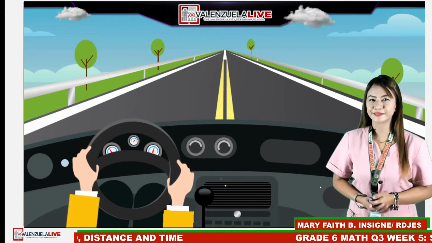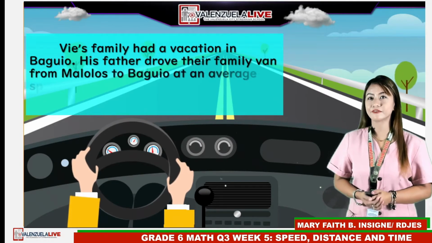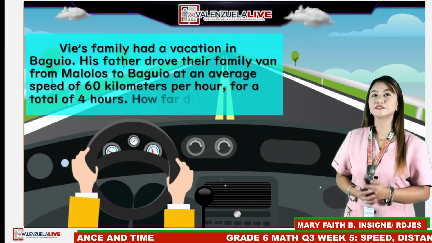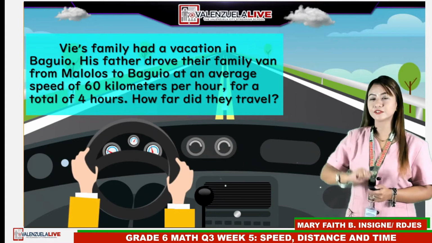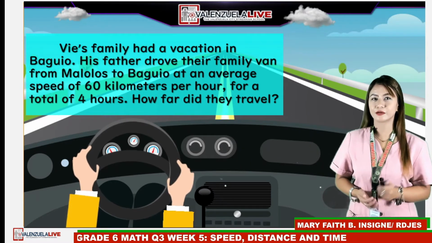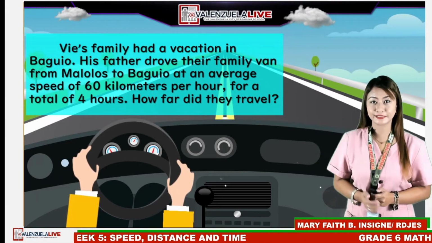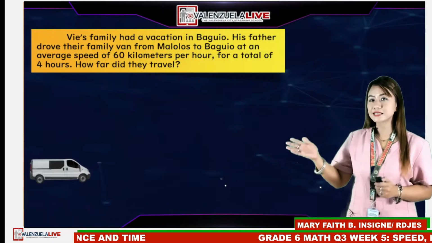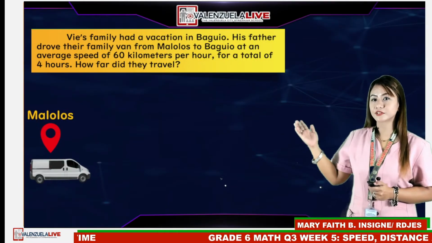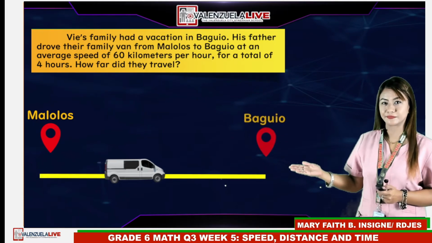For the second problem, this family had a vacation in Baguio. His father drove their family van from Malolos to Baguio at an average speed of 60 kilometers per hour for a total of 4 hours. How far did they travel? Here we are asked, how far did they travel from Malolos up to Baguio City?